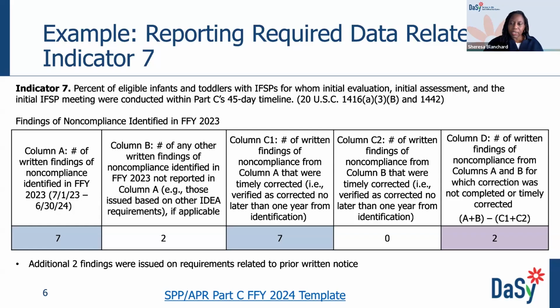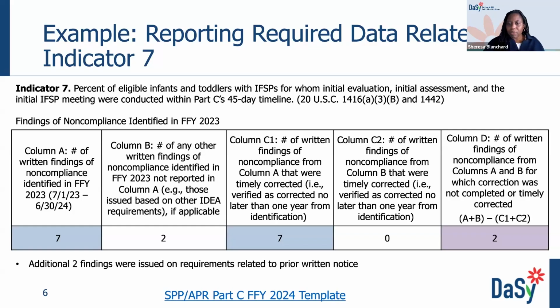So now we will look at an example. This example is reporting required data related to Indicator 7. And Indicator 7 says the percentage of infants and toddlers with IFSPs for whom initial evaluation, initial assessment, and the initial IFSP meeting were conducted within Part C's 45-day timeline.